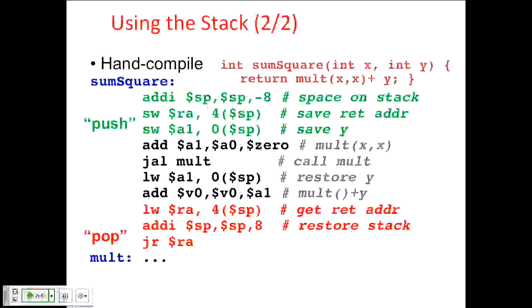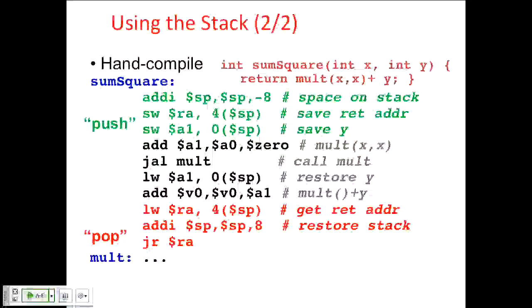So remember, this function is mult: take the square of X and add Y to it, right? So we saved Y away in here, because it was in that argument register we overwrote. We restore it here by loading it back into A1. Then we add it to V0. And what is V0? Right, it's the return value from the mult function.